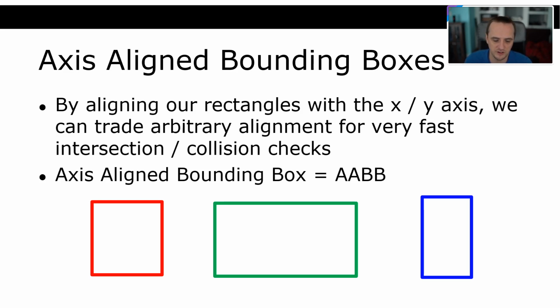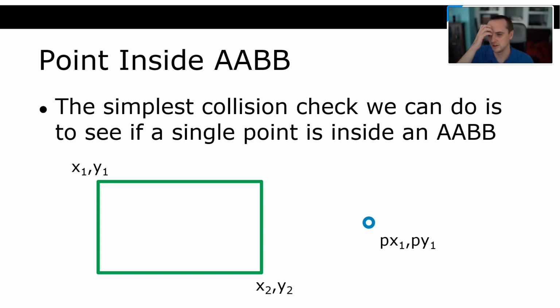Since we have an X and a Y axis, if our bounding box is aligned with those axes, we have an axis aligned bounding box, or AABB. All right. So what sorts of checks can we do with these AABBs, with these bounding boxes? The simplest possible collision check we can do is to see if a single point is inside the box.